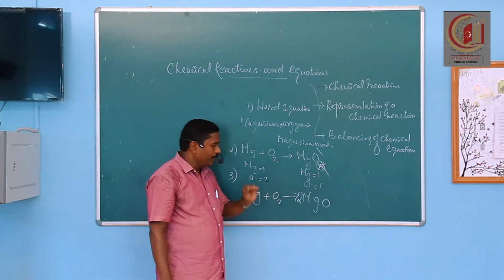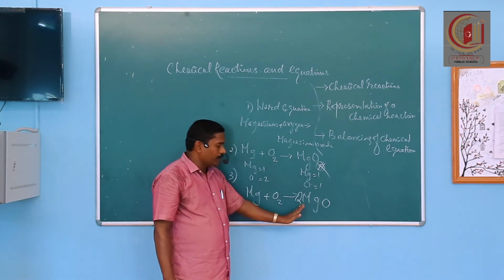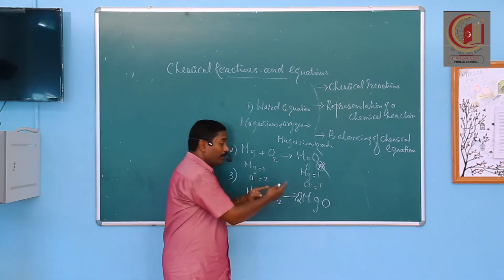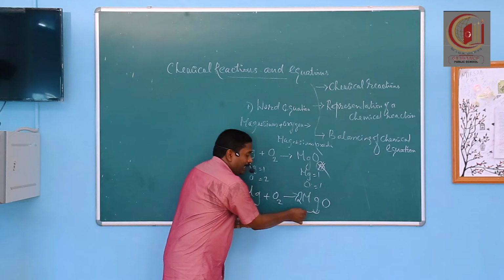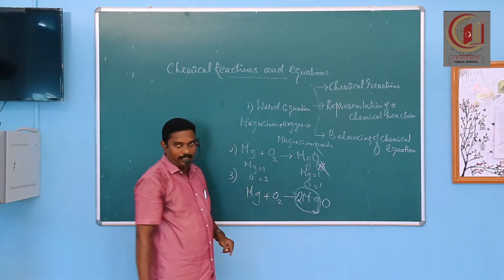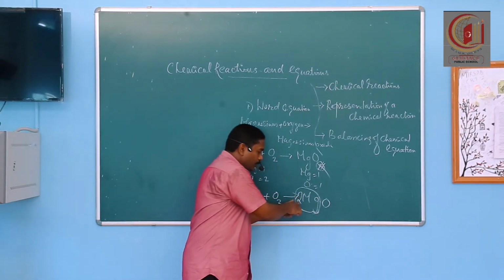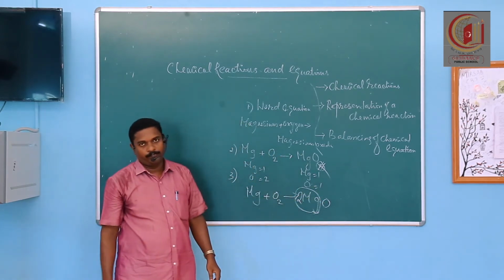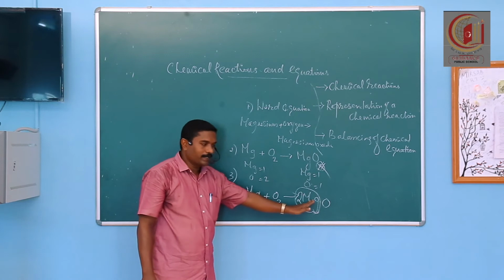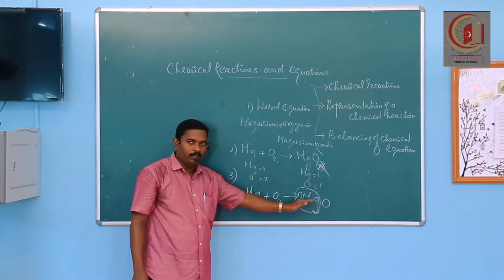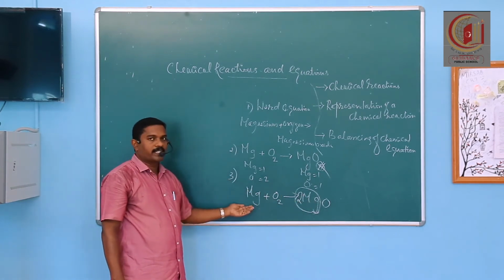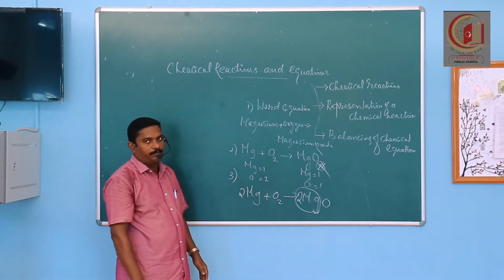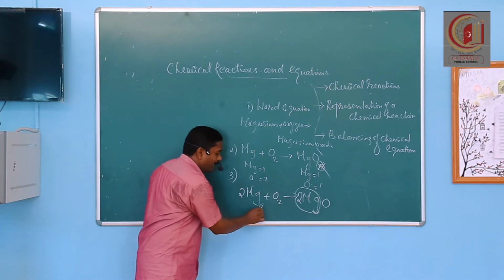So by putting 2 on the right hand side, the number of magnesium is again increased to 2. As we know, this 2 is common for magnesium and oxygen. So to balance the number of oxygen atoms on the left hand side, let us put 2 in front of magnesium.